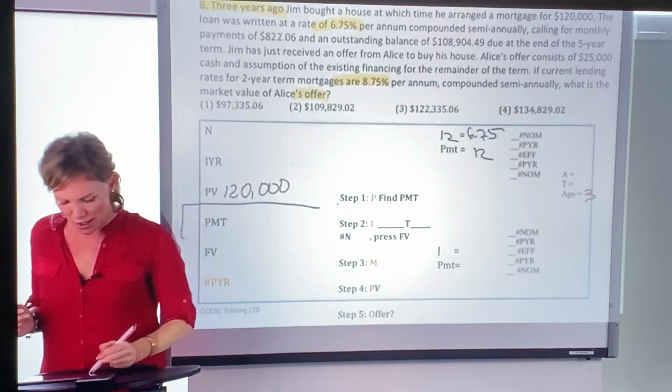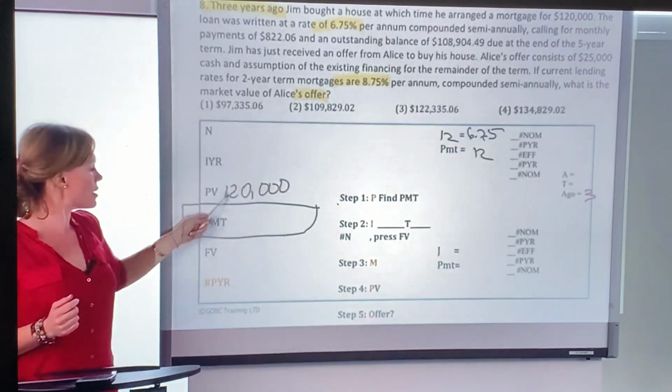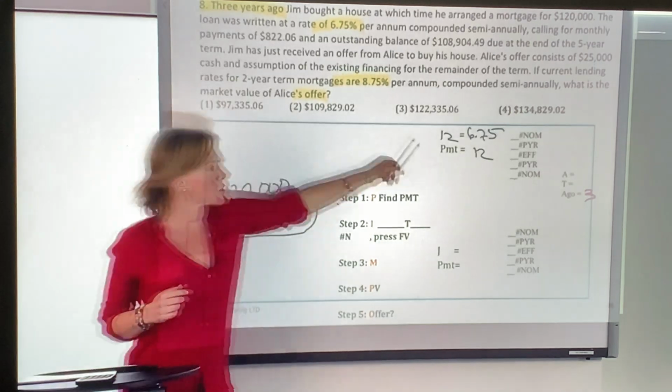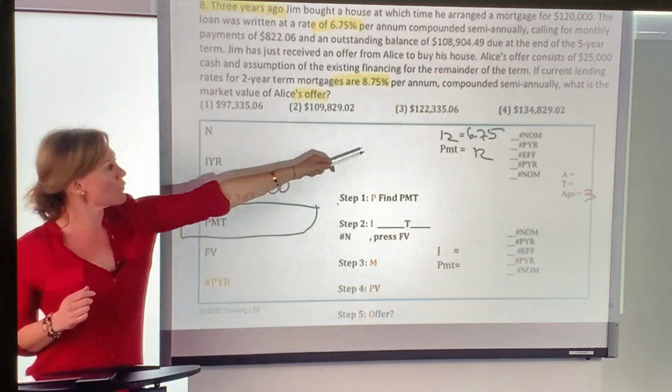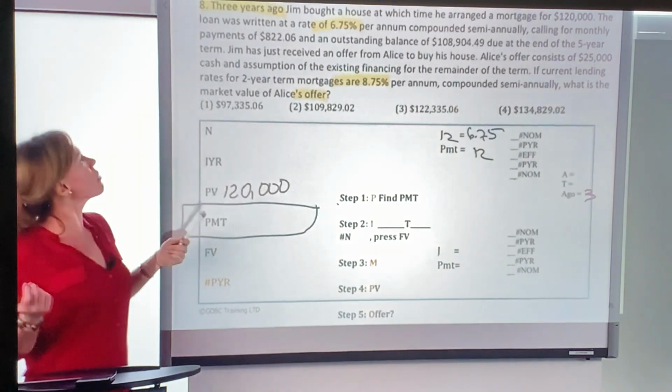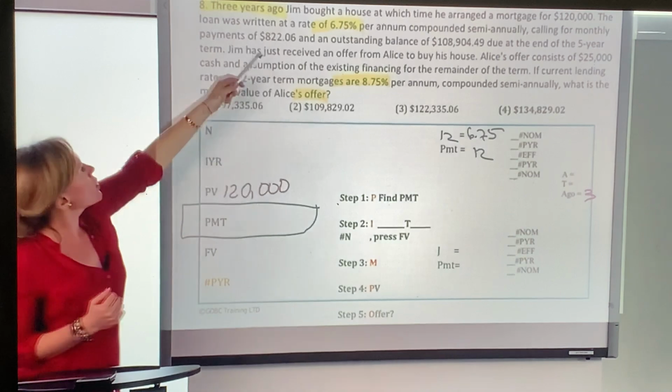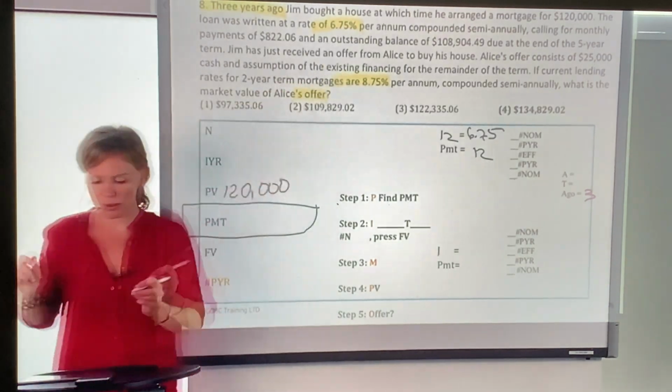How do we know that? I need to have my N, I need to have my PV, and zero future value to find the payment. So I need to see if I have the N in this question. And of course, I need to have my J to find the payment too. So if you have the J and if you have the N, you can find your payment. That's not a problem. So let's see what we have in here. So monthly payments of $822.06, and the outstanding balance of. Now, this one, please watch out for, okay?